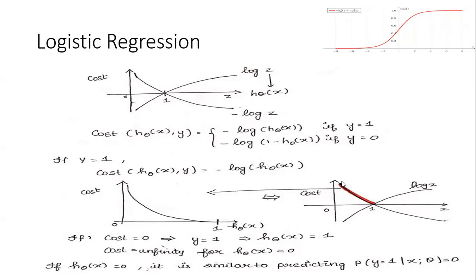So if y equals to 1, so this is how you design it. Minus log h theta x is going to be like this. This is the function, because log of z is obviously like this. It's a curve like this, and minus log is the inverse of that. So minus log h of theta x is going to be like this.